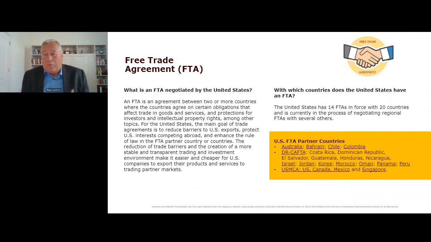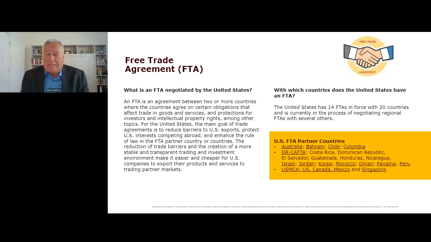Okay. We talked about duties, we talked about fees, and you're probably sitting out there thinking, Russ, what can I do to reduce that expense and that cost? And that is do business with suppliers that have a free trade agreement with the United States. We talked about free trade agreements. It's just an agreement negotiated with 2 or more countries to do reduced duty rates, as well as other things. But typically, for our purview, it's a reduction in duty, right? That's what we want. So the United States currently has 14 FTAs in force with 20 countries.